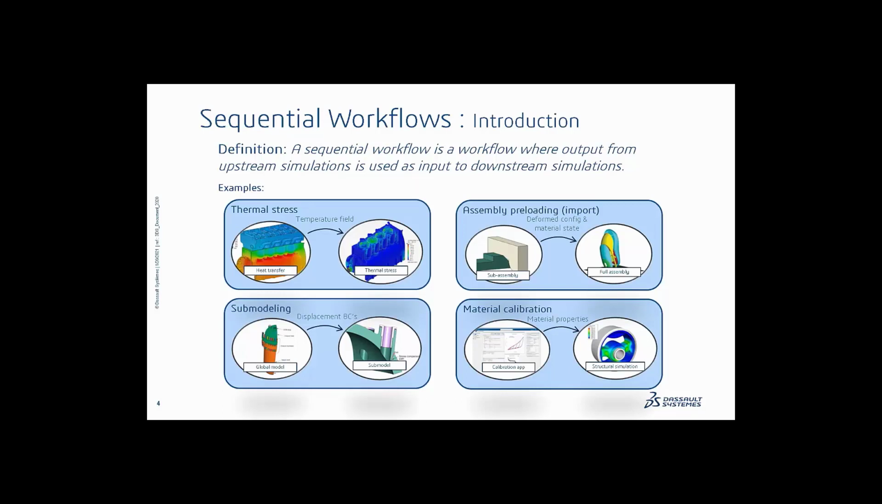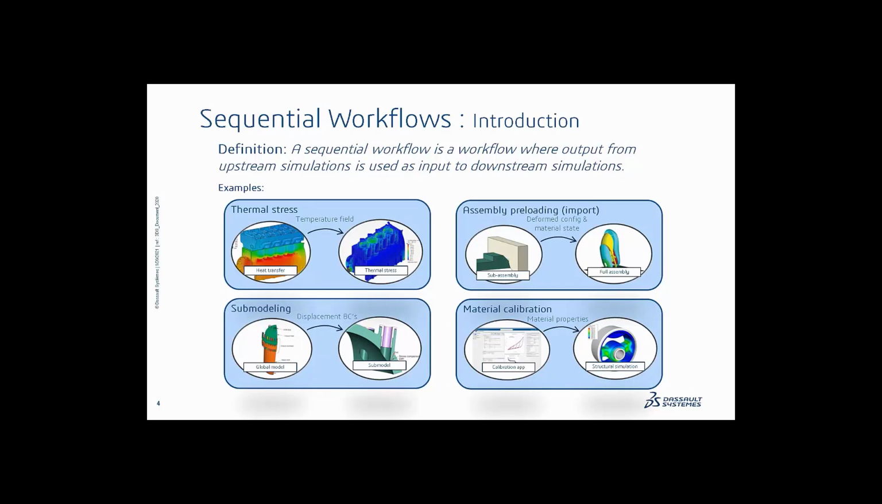Thermal stress is perhaps one of the more common, where we do a heat transfer simulation and then feed those results into a downstream structural simulation. Some other examples on the top right: assembly preloading, or some of you may be familiar with what we call import. The idea is preloading some parts or sub-assembly, and then we assemble those into yet a larger assembly so that the system level simulation can take into account things like preloads and bolt tensions and all that kind of stuff.